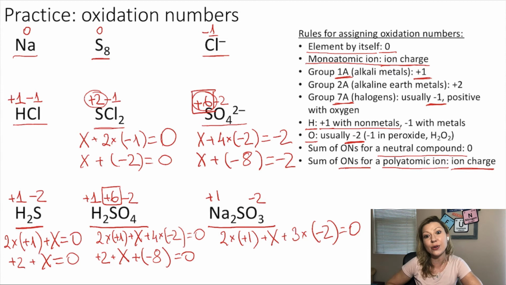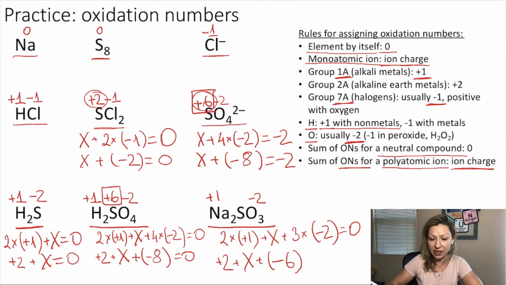should equal 0, right? Okay, from here 2 times plus 1 is just plus 2, plus X, plus minus 6, which is coming from the 3 times minus 2, equals 0. So what is my X in this case? It is indeed plus 4. Okay, you can see the sulfur can have a different range of oxidation numbers.